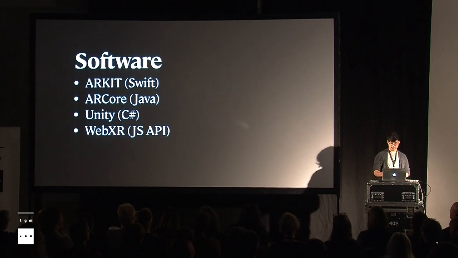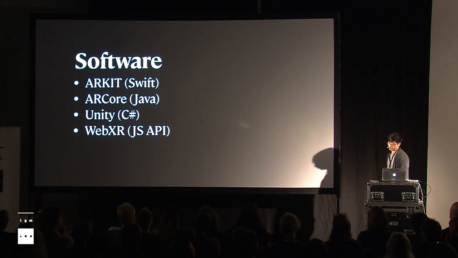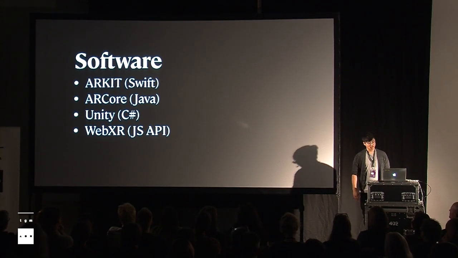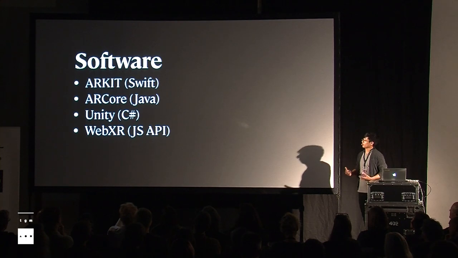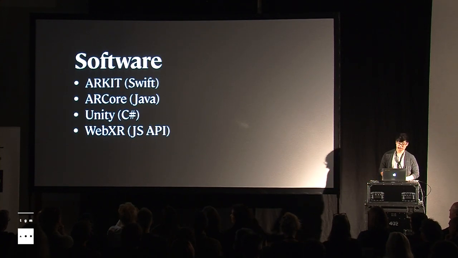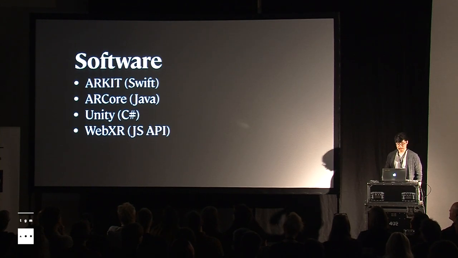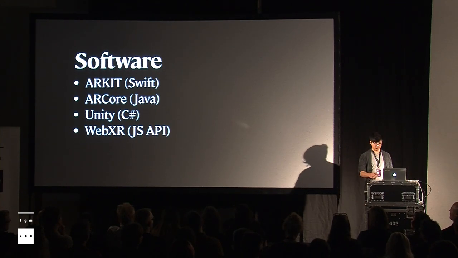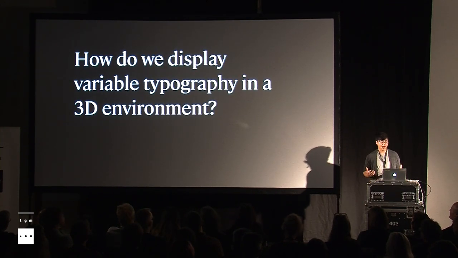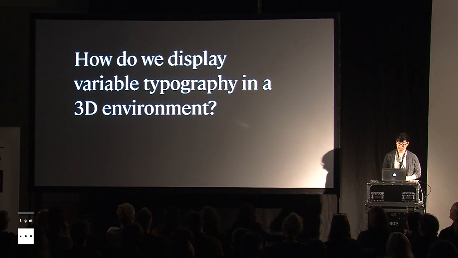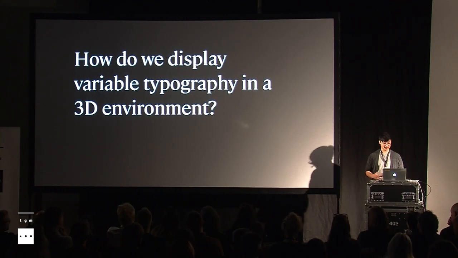So our first question here is, where do we start, of course? On the software side, there are a lot of tools at our disposal that we can use. And to prototype quickly, I chose Unity, which is a game engine. And Unity builds both ARKit and ARCore. Within the actual design, our first big question was, how do we display text in 3D?